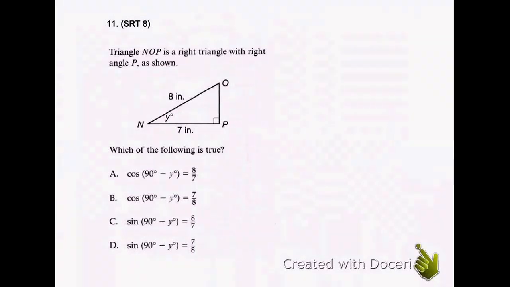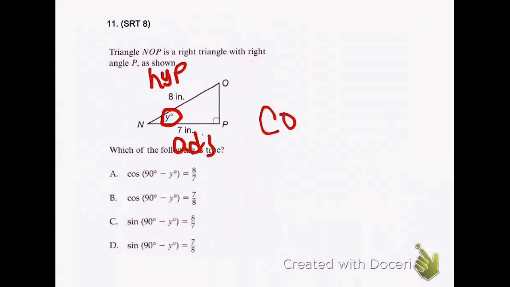Number 11 says triangle NOP is a right triangle with right angle P is shown. What is the true value? If I compare the two sides based on angle Y, that's going to be my adjacent side and my hypotenuse. So that would give me cosine Y equals 7 over 8.